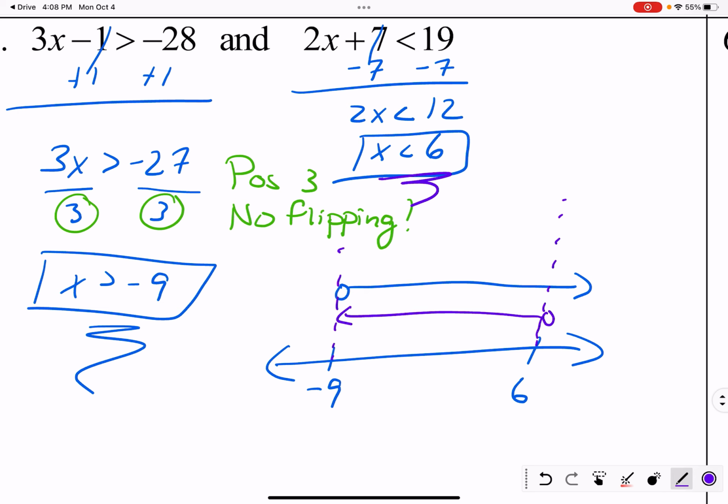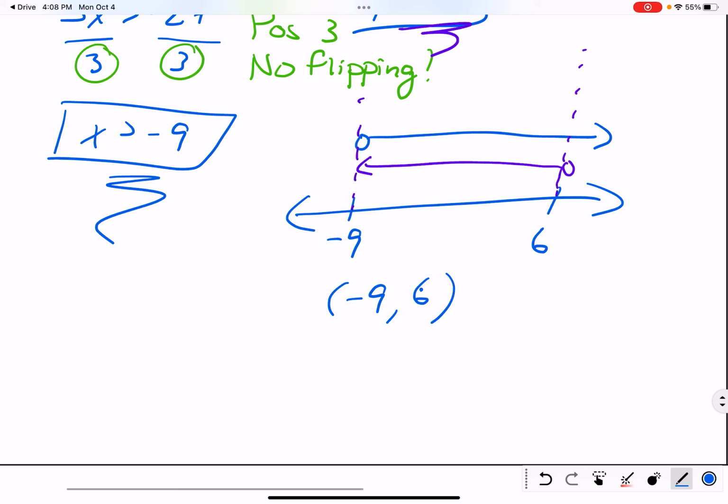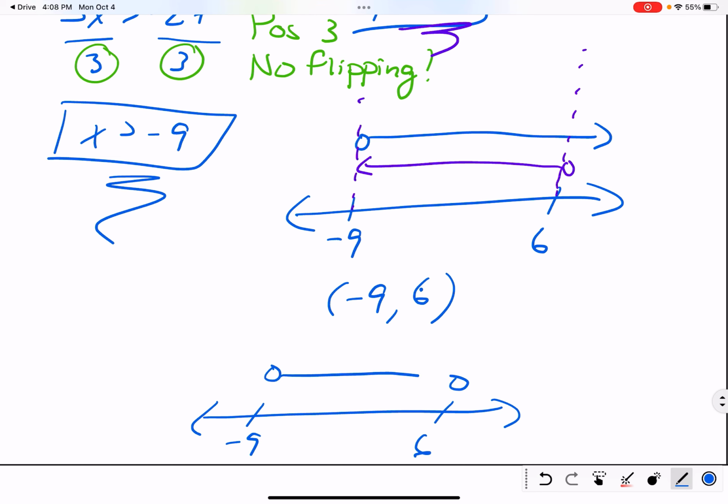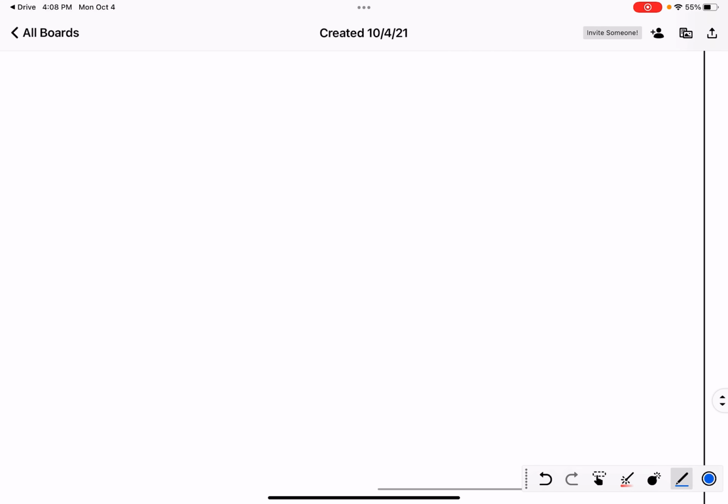Okay, I want the numbers where both of these inequalities are satisfied. And that's going to happen from -9, not including it, to +6, not including it. All right, so it's just the overlap. So if I was to graph the final answer, it would be a line segment, open, open, and then connect them. So any number in between this little line segment would make both of those inequalities true. All right, so that's kind of what we're looking for.